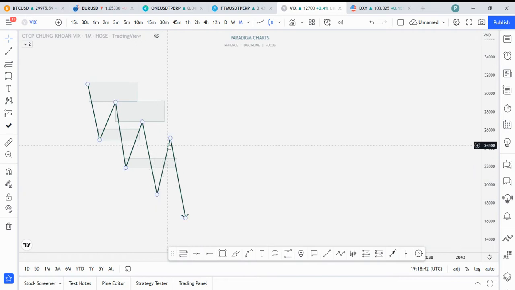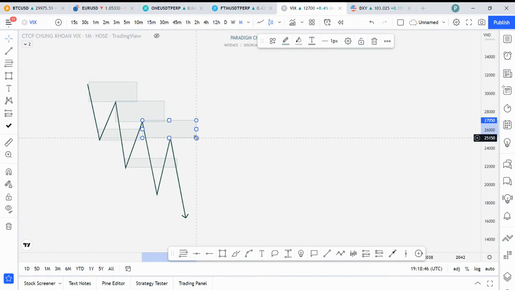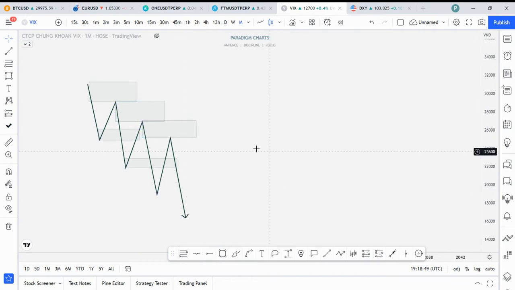Once that happens, price goes back up to retest the supply zone and continues. Okay, so this is usually what you see in a downtrend.